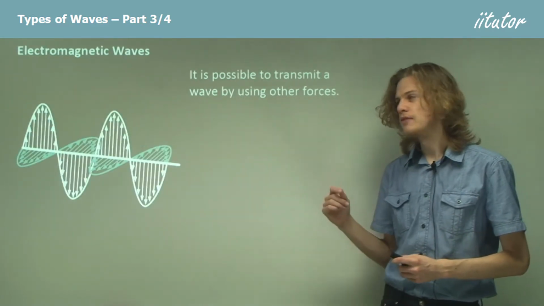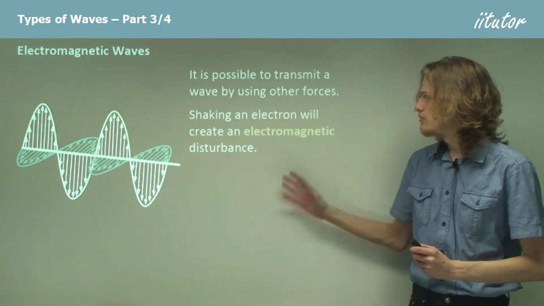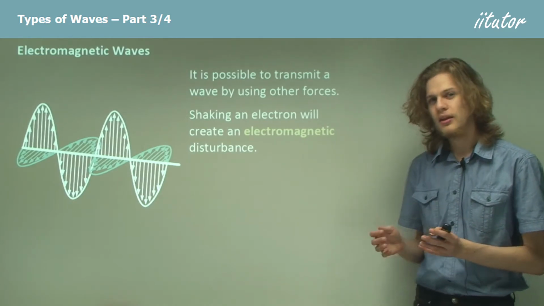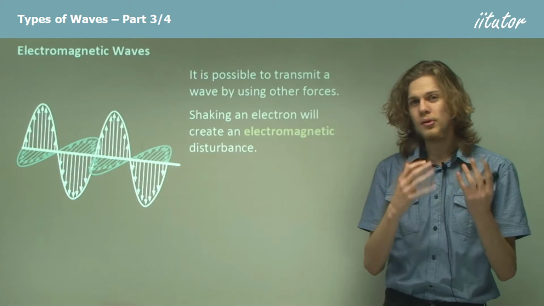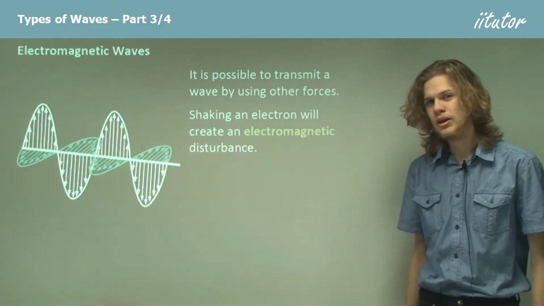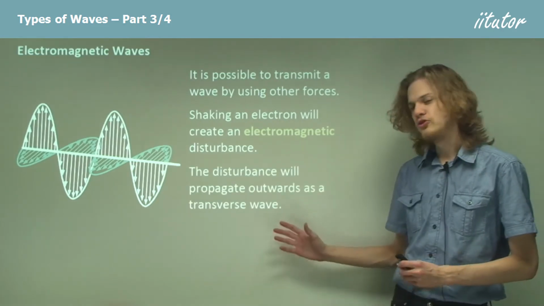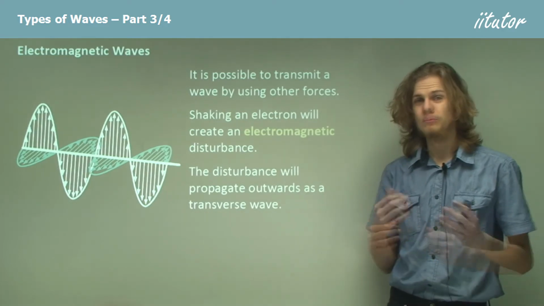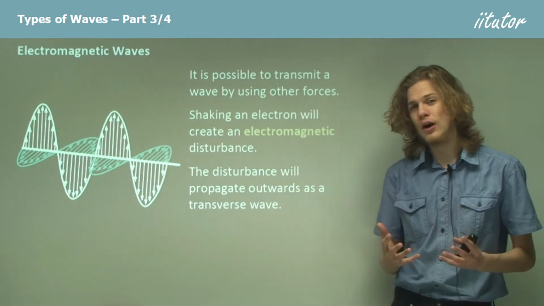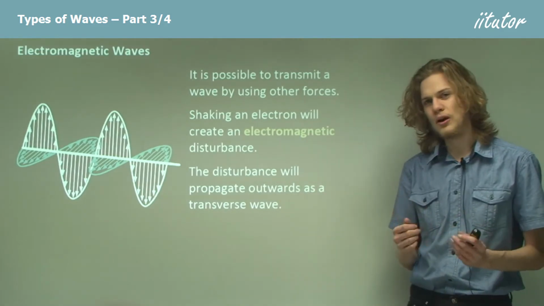Now, it's possible to transmit a wave using other forces instead of contact forces. If we shake an electron at one side of the room, then we generate an electromagnetic disturbance. And this electromagnetic disturbance will propagate without using contact forces between the electrons, right? Instead, it will be using electromagnetic forces. So this is a different sort of wave. It's not a longitudinal wave, and it's not a mechanical wave because it doesn't use contact forces. It is, in fact, a transverse electromagnetic wave.